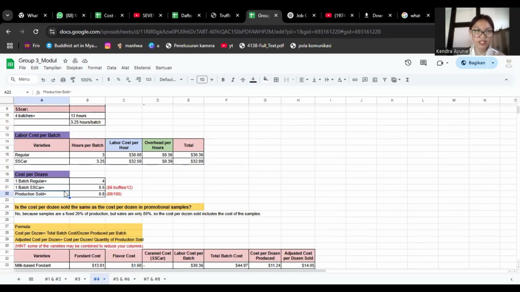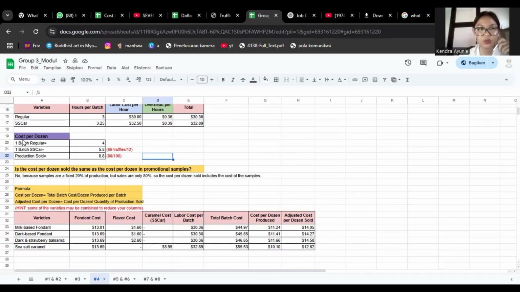So the 80% is the actual goods that can be sold, while the 20% is given away as samples to the customers. We're going to write it in decimal form to make it easier to calculate. Before that, let's continue explaining this. Actually, we can already tell: is the cost per dozen sold the same as the cost per dozen in promotional samples? Of course it's not going to be the same, because 20% of production is fixed, but sales are only 80%.